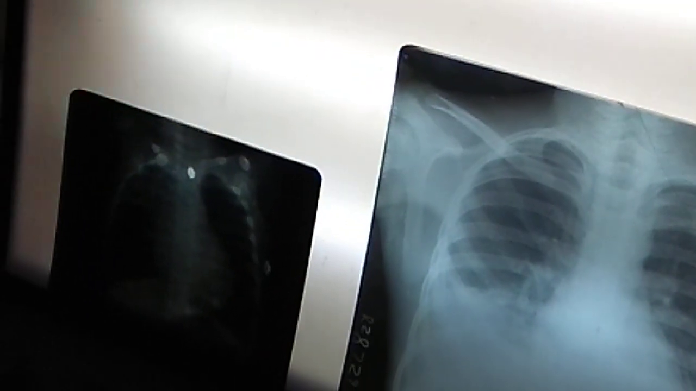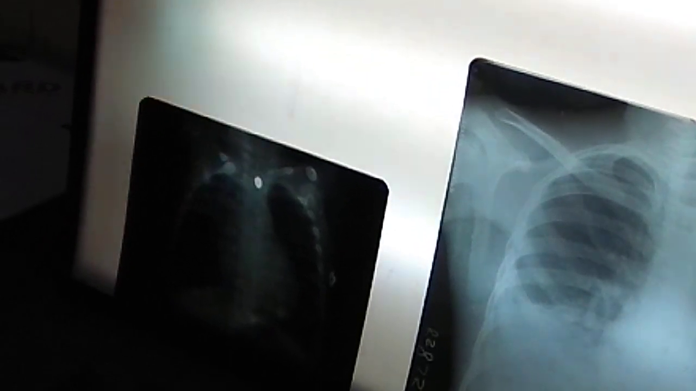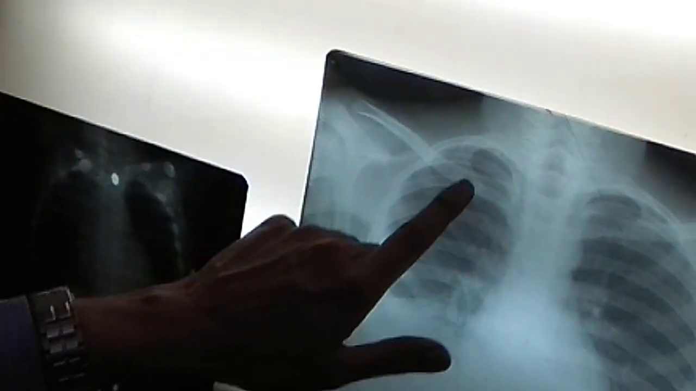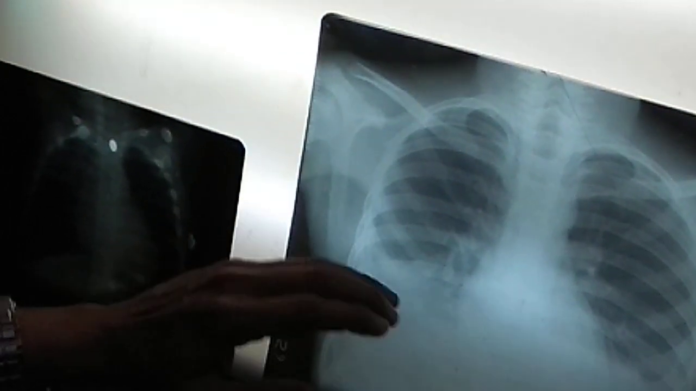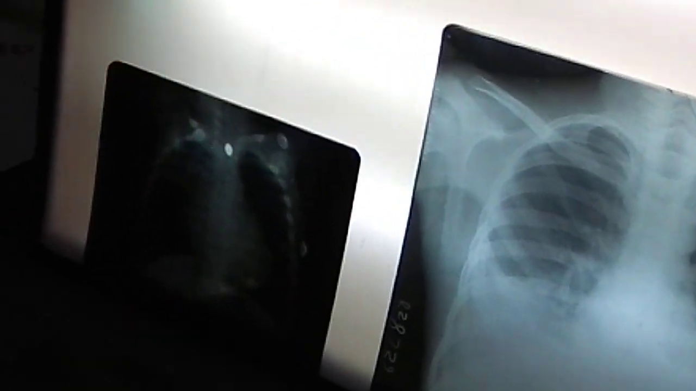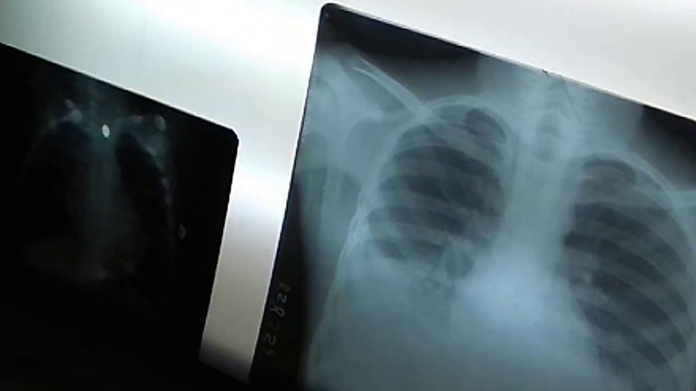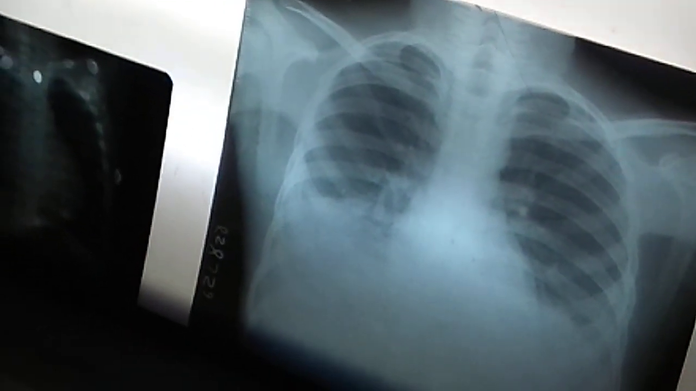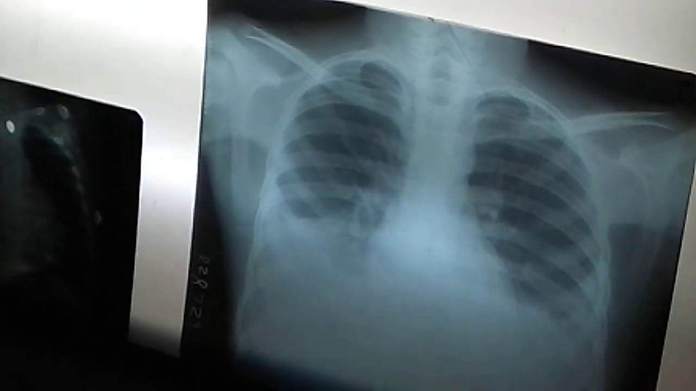Then you have to comment on the lung fields. Lung fields you have to divide into upper, mid, and lower zones. The upper two intercostal spaces are the upper zone. Second to third and fourth are the mid zone. Below, from the fifth onwards, it is the lower zone. So you have to compare both upper, both mid, and both lower zones. Understand? And show me which is the anterior and which is the posterior end of the rib.